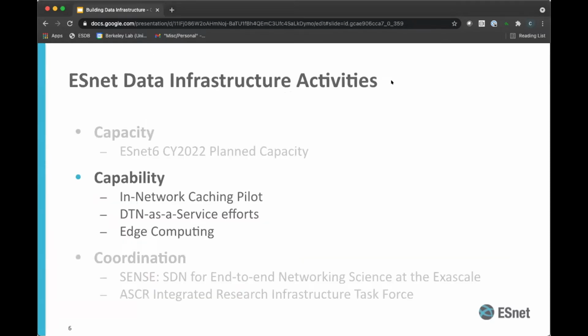Next, I'll talk about capability. So this gets a bit more interesting. These are some of the things that we're exploring. None of these are production services at the moment. So a lot of it is basically investigating prototypes, feasibilities, and things like that.